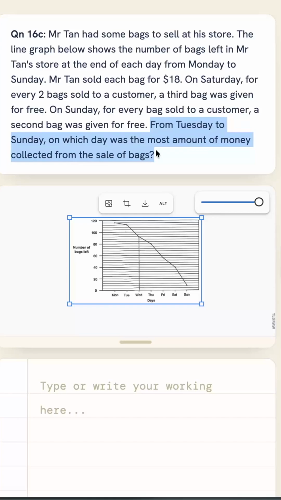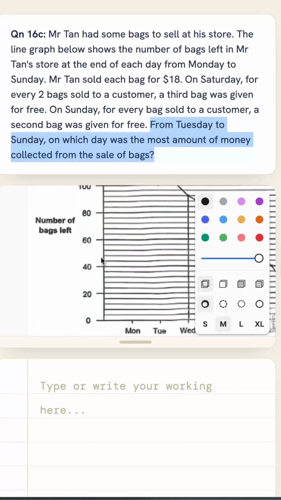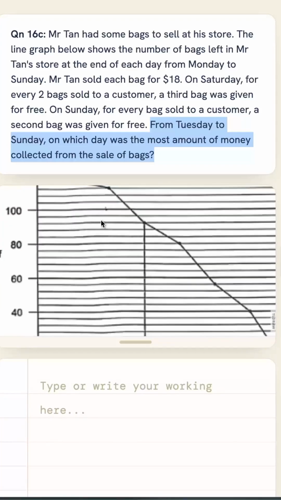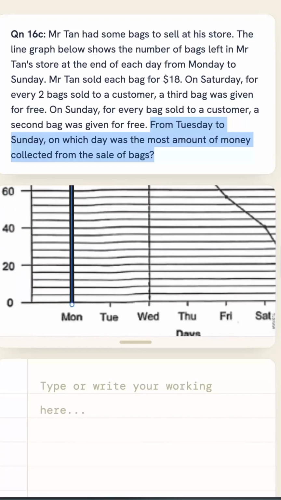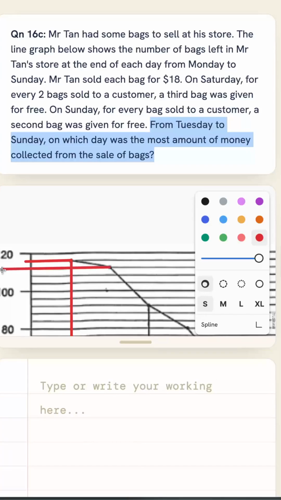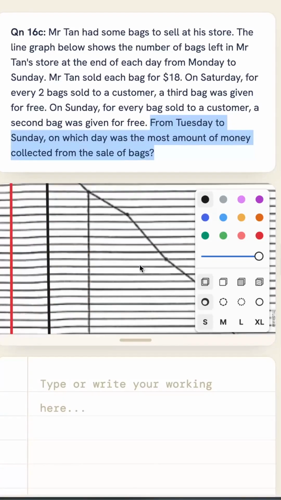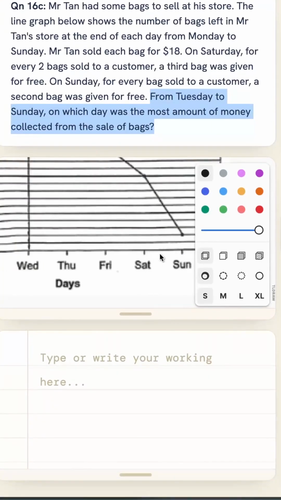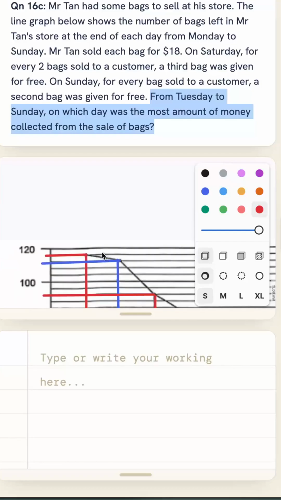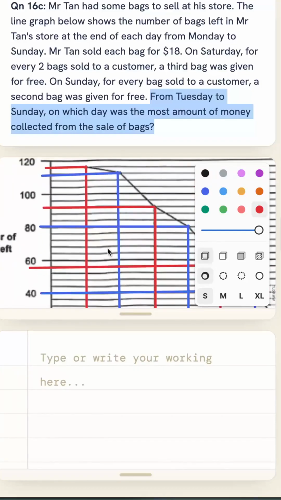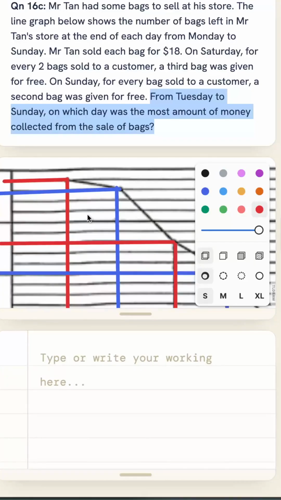Question 16, part C. From Tuesday to Sunday, on which day was the most amount of money collected from the sale of bags? In this case, we can look at how much has been sold. Generally, if you are able to see the steepest curve, then it's actually much. So from here, we want to know each individual gap in between.